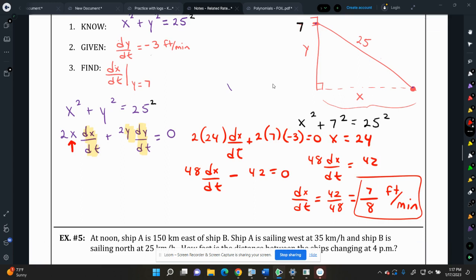Again, in the context of the problem, just think about if this ladder was sliding down the wall. It's not going to slide down at a constant rate. You ever watch something fall? It kind of starts off sliding slowly, and then speeds up. So that's what's happening. When the ladder is 7 feet up the wall, it is sliding away from the wall at a rate of 7/8 foot per minute at that point in time.